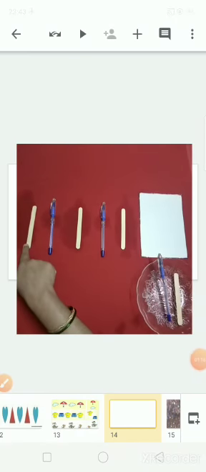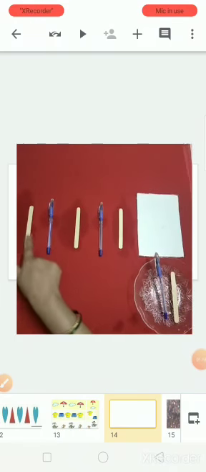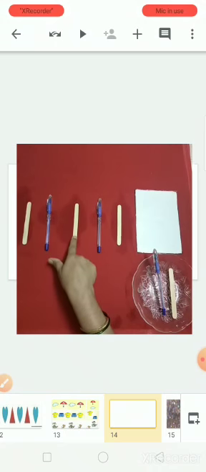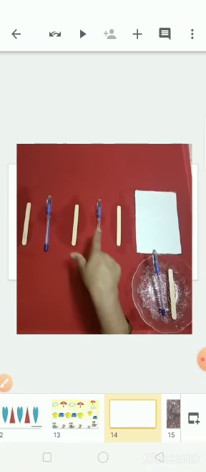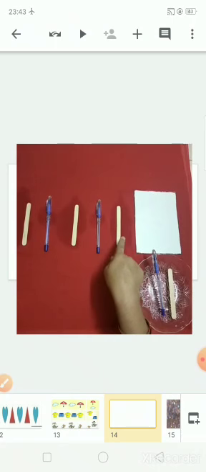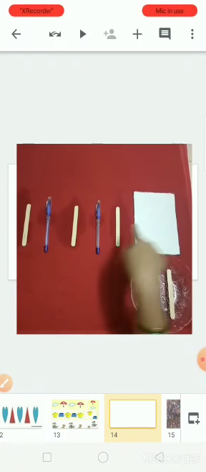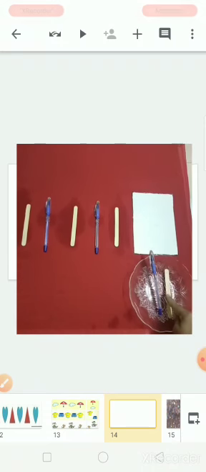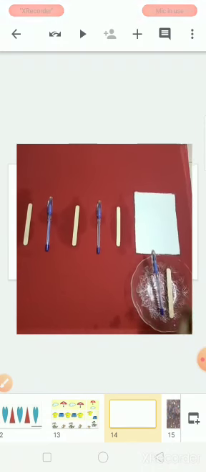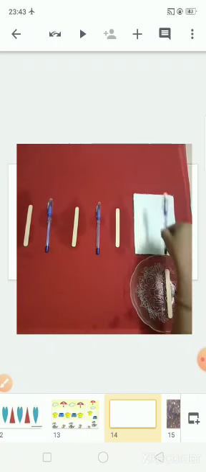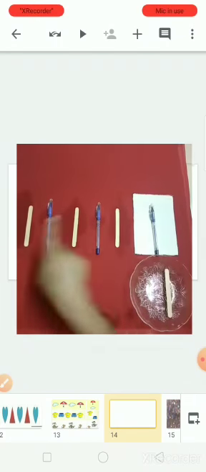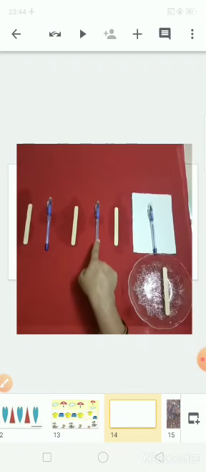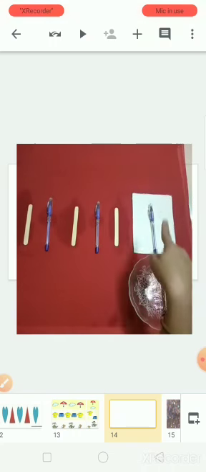What is this? Ice cream stick. Then what is next? Pen. Then ice cream stick. Then again pen. Then ice cream stick. So, what will be the next? Yes, ice cream stick? No, pen. Yes, ice cream stick, pen. Ice cream stick, pen.